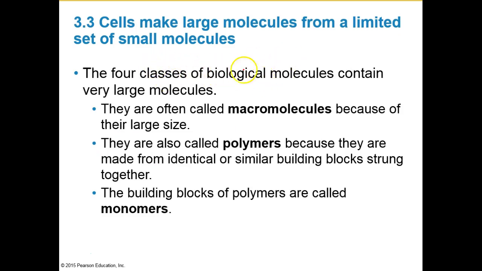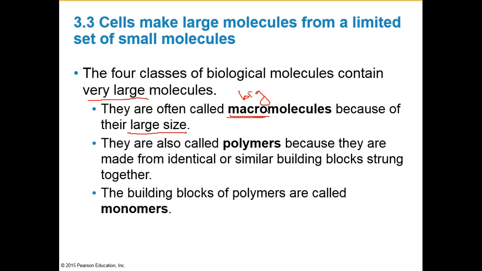The 4 classes of biological molecules contain very large molecules. Why are they called very large? Well, how do we call very large anyways? Is macro. So macro means big. So these are essentially big molecules. And they're very large molecules because they're large compared to other molecules. They're huge, and they just take up a lot of space. They don't get in and out of the cell very well.